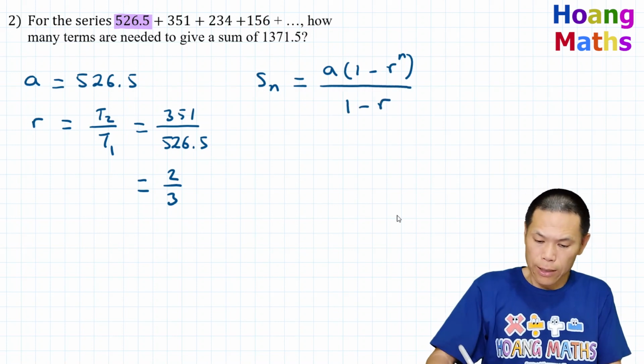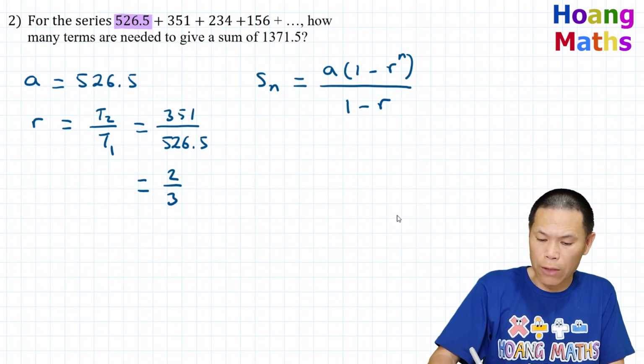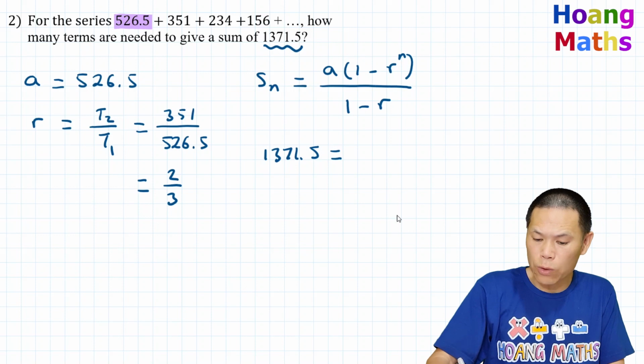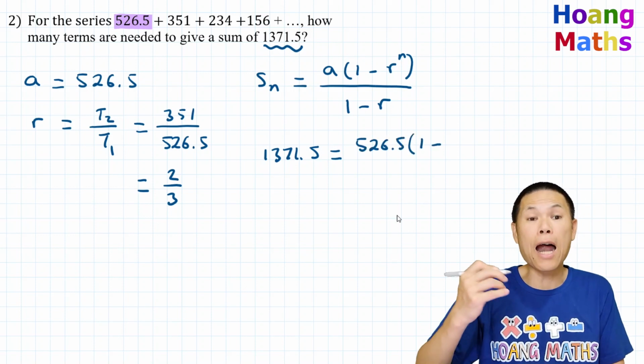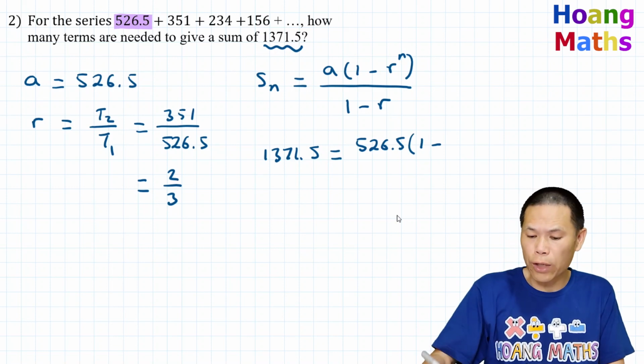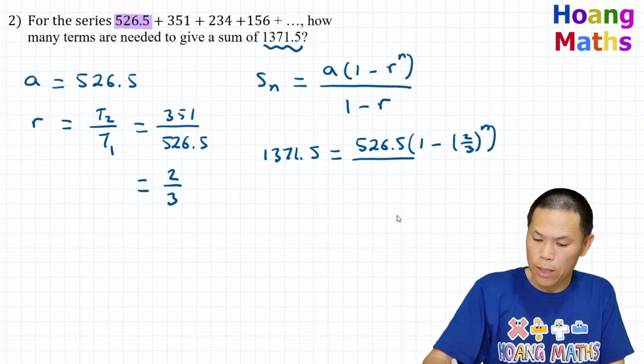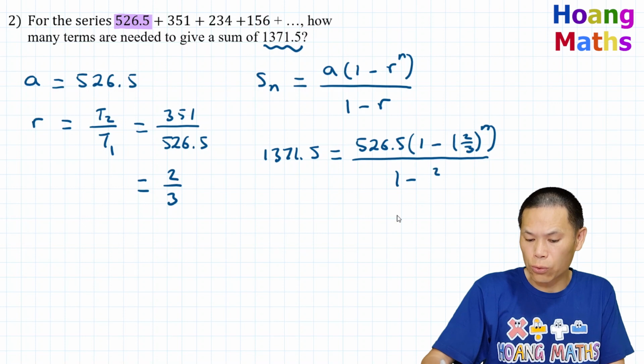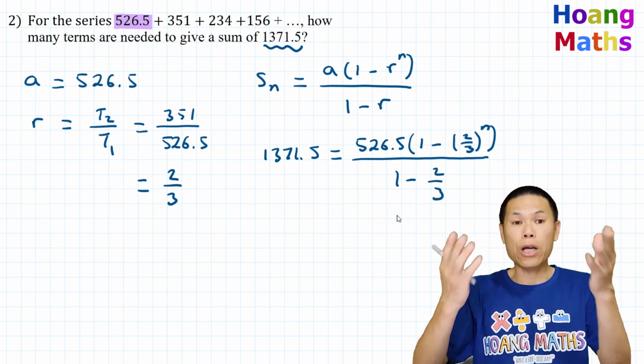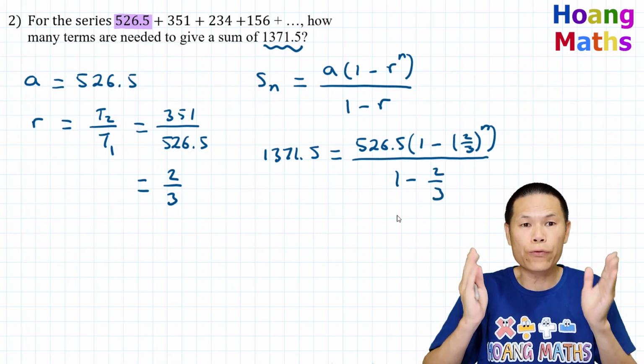Now a is 526.5, let me just substitute this value in. So S of n is this. So let me just write this down. 1371.5 is equal to a, which is 526.5, times 1 minus r. r is 2/3, so don't forget we need to open and close brackets for 2/3, power of n, over 1 minus 2/3. So there you go. What I need to do is just solve this equation.